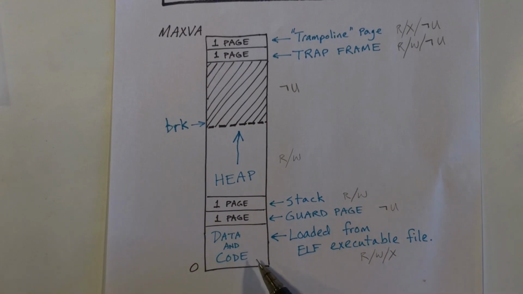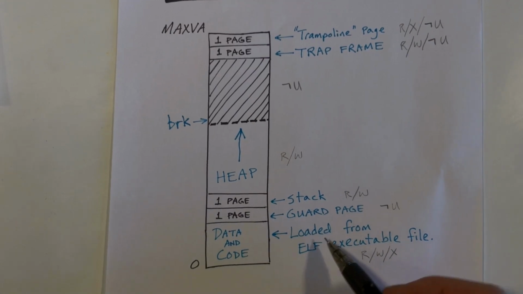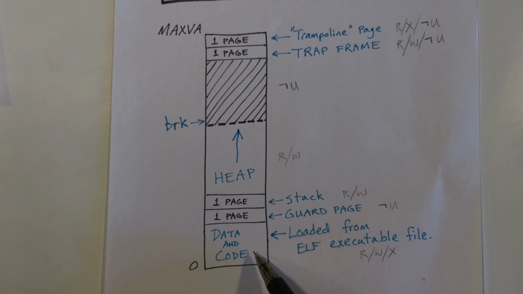And so when the exec system call is used, the kernel will go out to the file system and find the executable file, which is in ELF format, and it will allocate several pages, an integral number of pages here, and it will read in the data and the code into this region of memory. Those pages will then be marked read, write, and executable by the kernel.